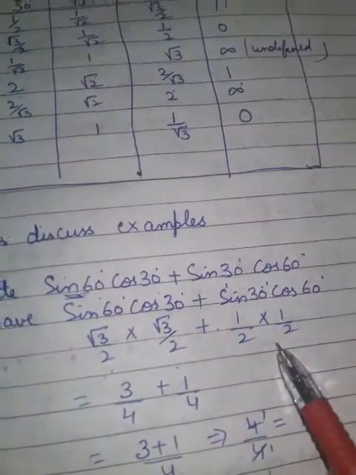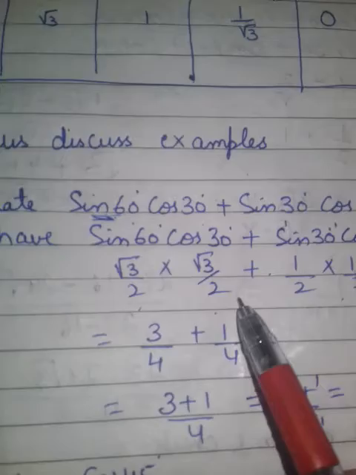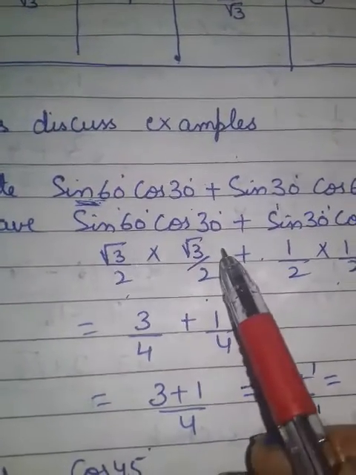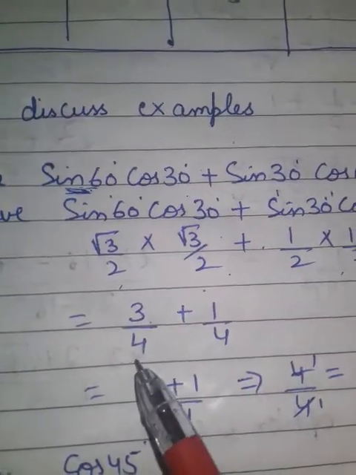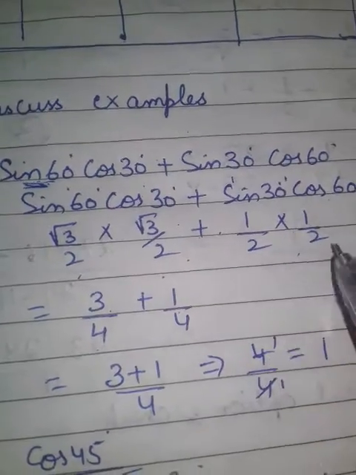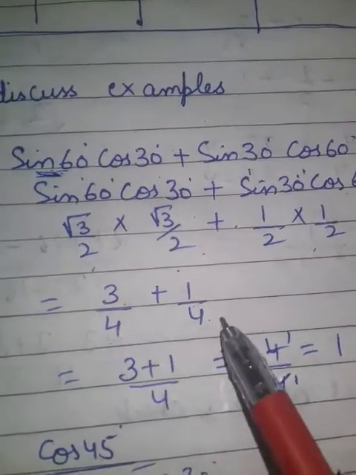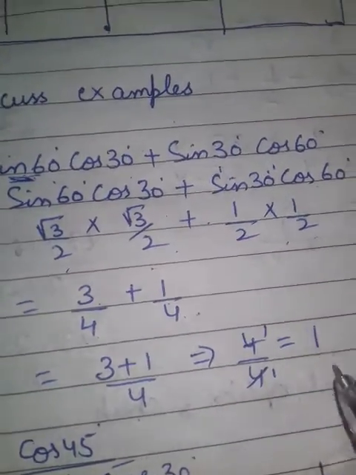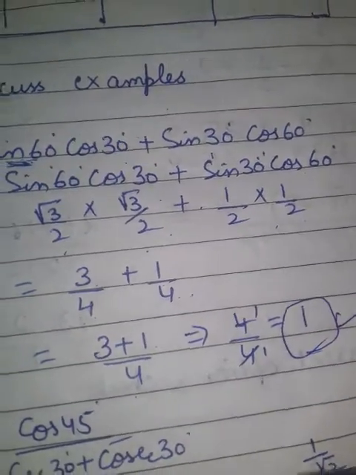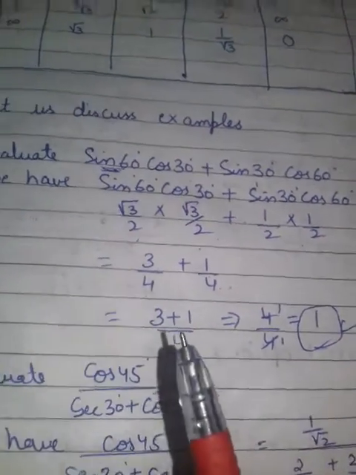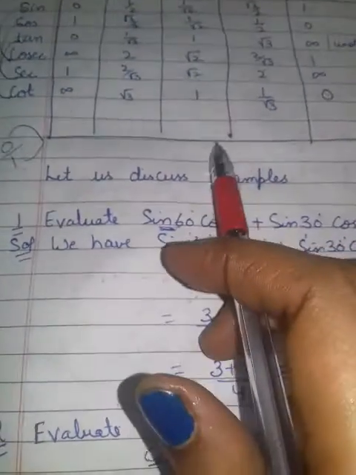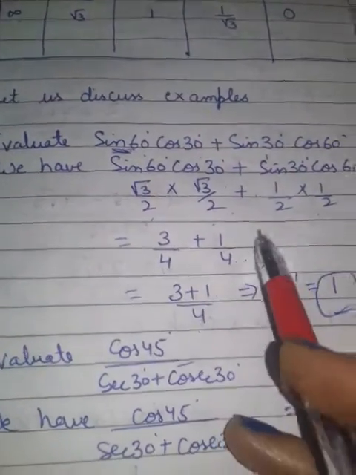You know these are in multiplication. So root 3 into root 3 is 3, 2 twos are 4, plus 1 ones are 1, 2 twos are 4. Now I have taken the LCM, you can take it easily. So your answer is what? 1. I hope you are getting it. If you have learned this table, then clearly you can do these types of sums.